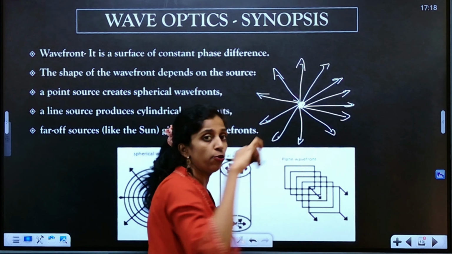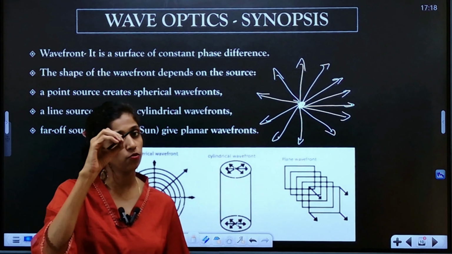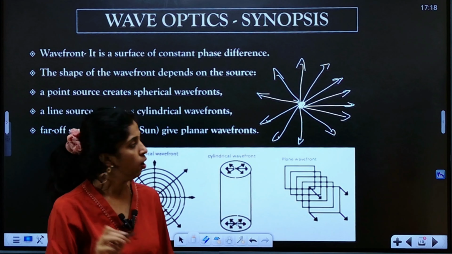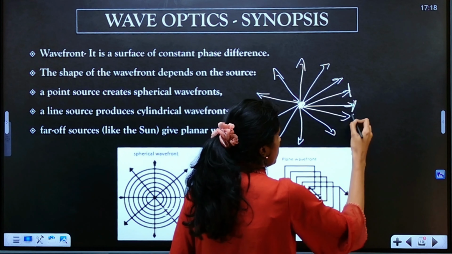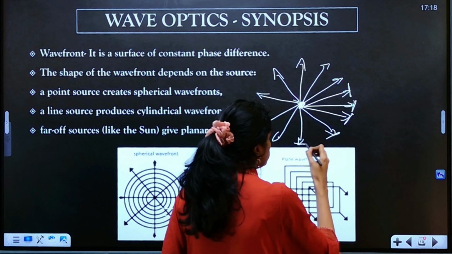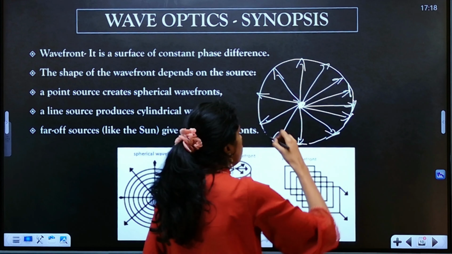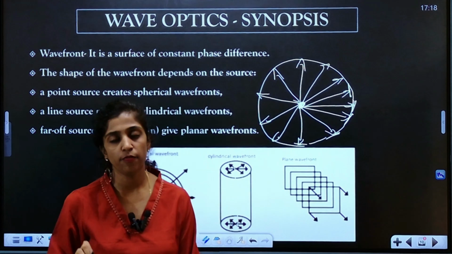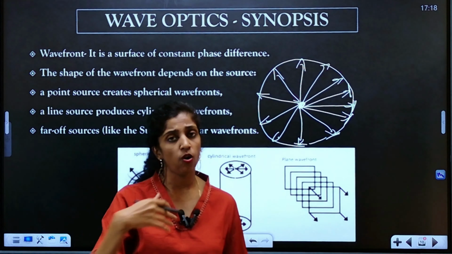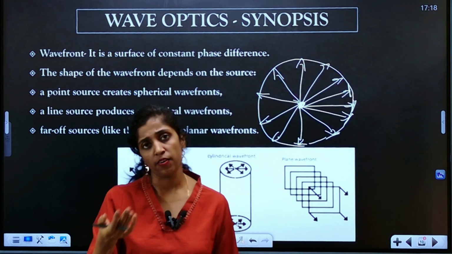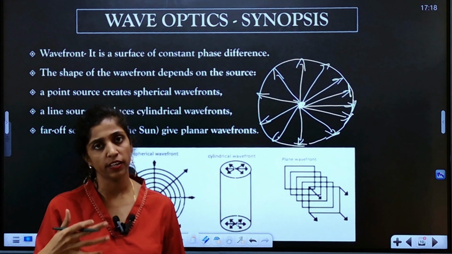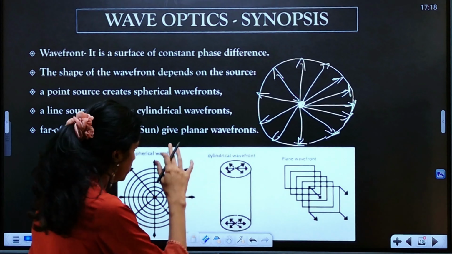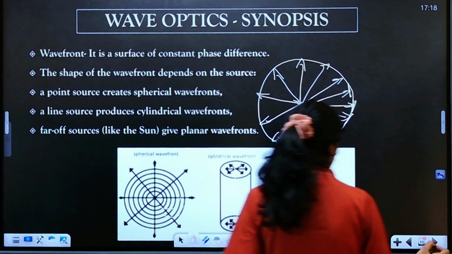Now, how to draw the wavefront: the wavefront is always drawn perpendicular to the ray of light. If this is a ray of light, then I'll draw a perpendicular line, which will give me the wavefront. So when I join everything, the wavefront I'm getting is a spherical wavefront. Like this you can try for all. For example, if light is passing through a convex lens, how is the shape of the wavefront? You can just give it a try. So these are some of the important topics which you should remember.